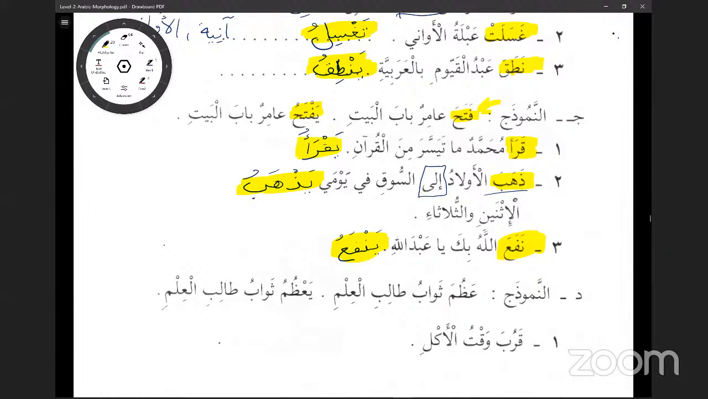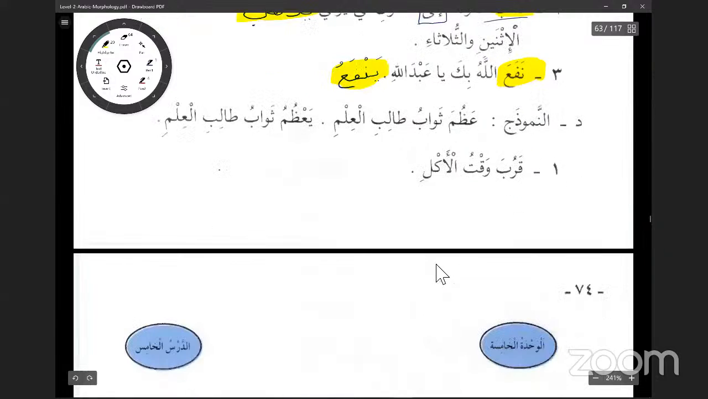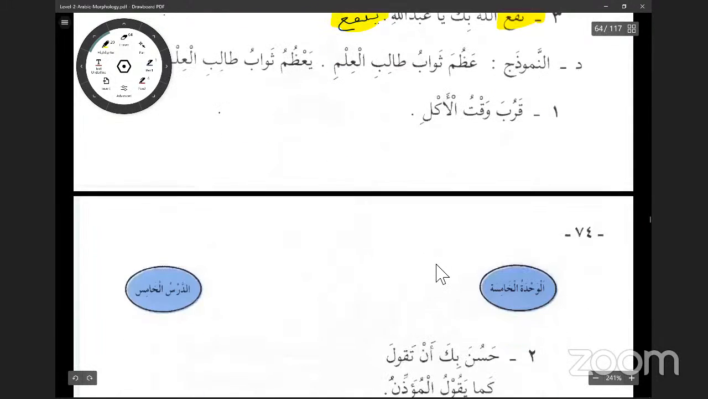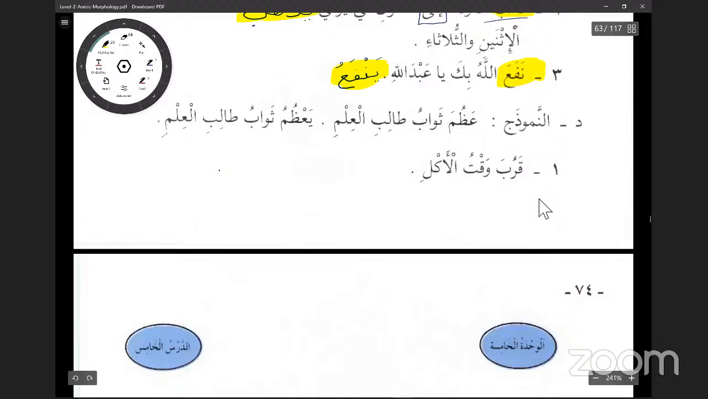So then we move on to this new namudaj, which is dal. In namudaj dal, it says عظم ثواب طالب العلم, يعظم ثواب طالب العلم, which means the thawab, the rewards of the student of knowledge were increased greatly. The rewards of the student of knowledge are made great or are increased greatly. Now, so we have عظم and then يعظم from كرم يكرم.